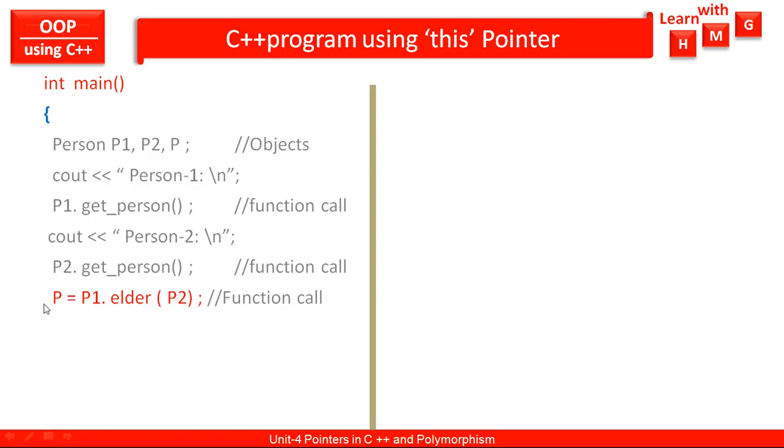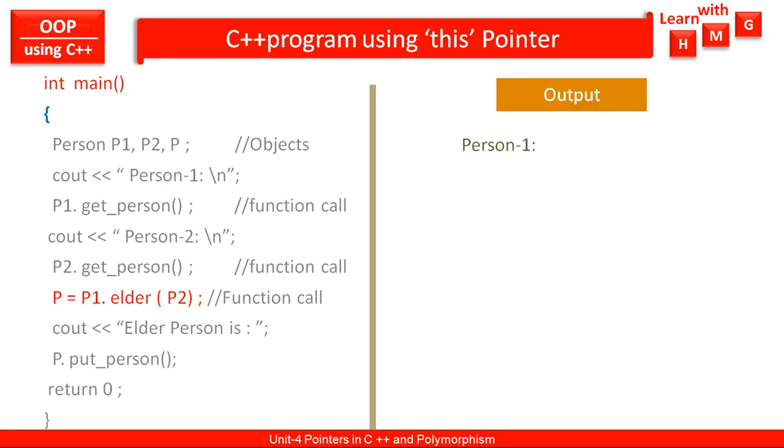Now let us display the result, that is the elder person. The elder person is p. So display the values using putPerson, like this, p.putPerson. Here the p object is calling the putPerson function, which will display the name and age of the elder person, and in this way we end our main function, return 0, end of the function. So this is how to write a complete C++ program using this pointer, in which there is a member function which returns the calling object. Let us see what the output of this program will be.